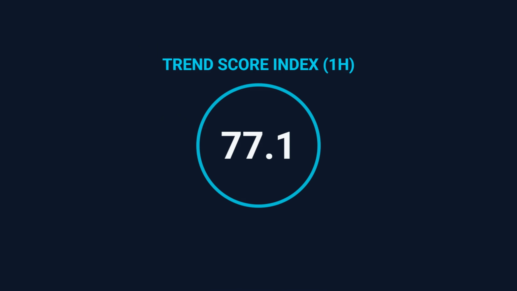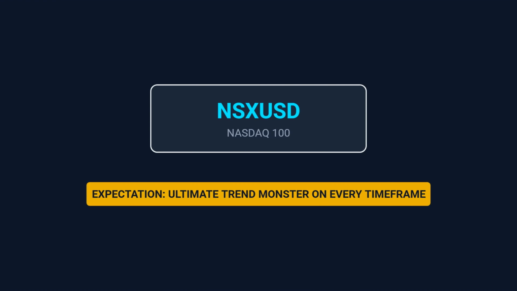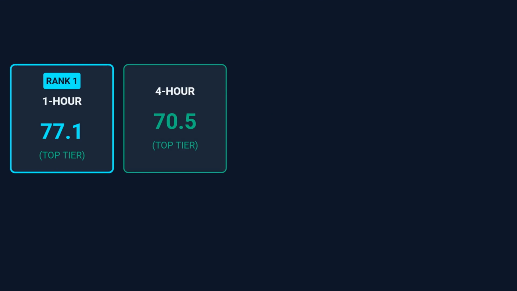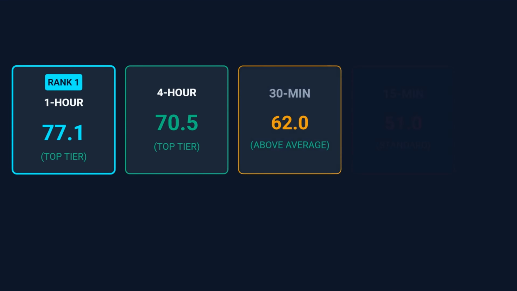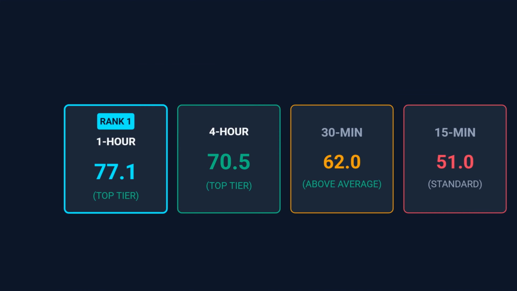And this is where things become really interesting. Most people would probably assume that the Nasdaq is obviously a strong trend market. I used to think exactly the same thing, but when I separated the data by time frame, the picture changed dramatically. On the 1-hour chart, the Nasdaq achieved one of the highest trend scores in the entire analysis. On the 4-hour chart, it was still among the strongest performers, but as the time frame became smaller, its character changed significantly. On the 30-minute chart, the score dropped noticeably. And on the 15-minute time frame, it was no longer exceptional.